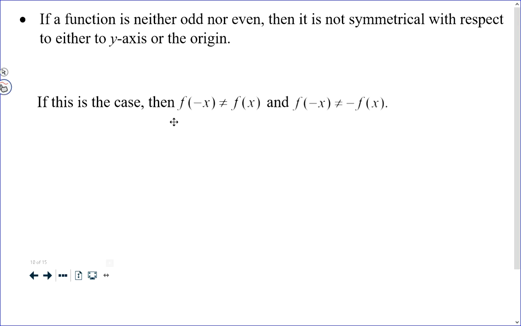Now, if f of negative x is not equal to f of x, which means it's not even, and f of negative x is not the same as negative f of x, then it's not odd, then that means it's not symmetrical in any way. There are only two types of symmetry we're concerning ourselves with. Even, which is symmetrical with respect to the y-axis, and odd, which is symmetrical with respect to the origin. If it's neither of those, we don't talk about symmetry.